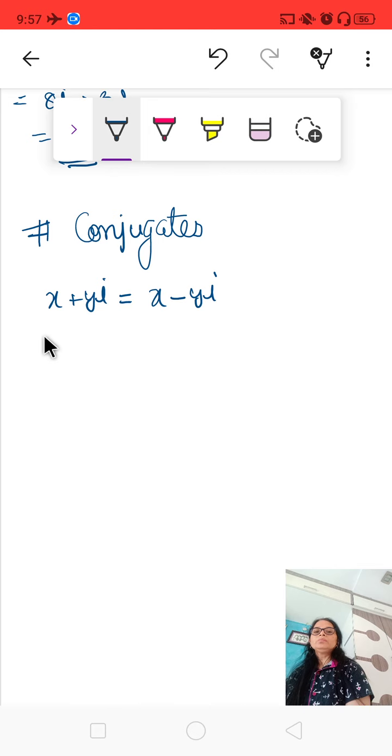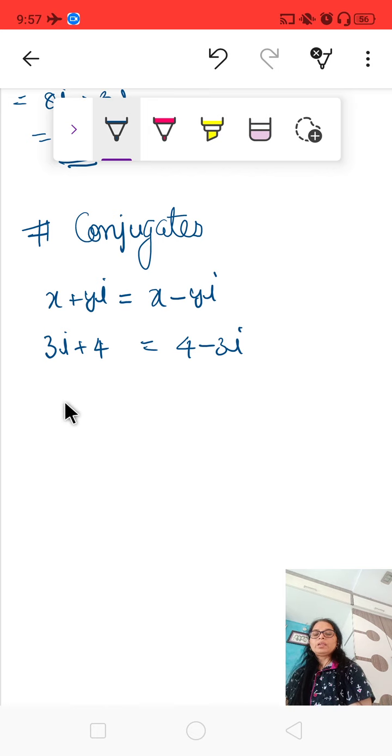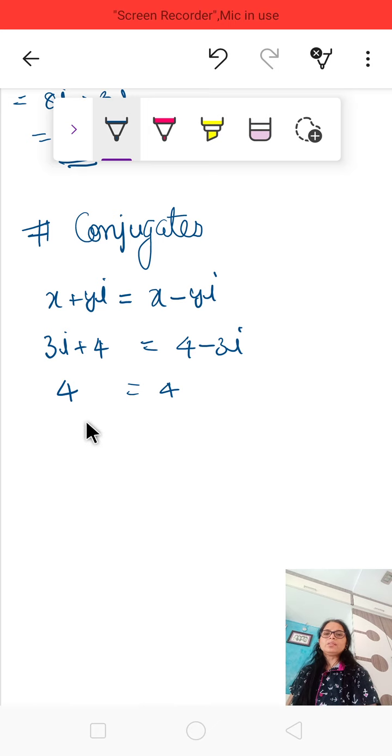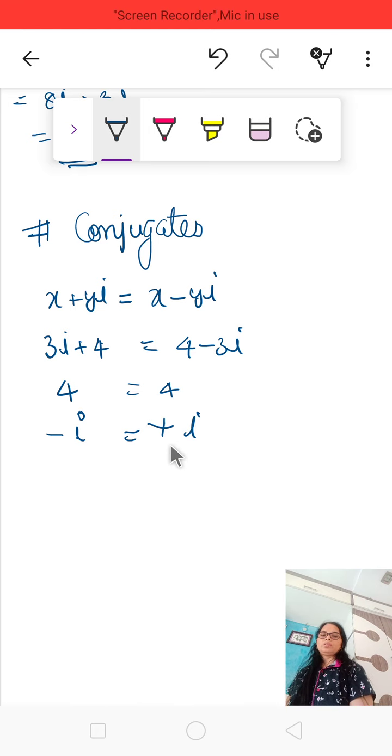If I am writing 3i plus 4, what is the conjugate of this one? 4 minus 3i. Only you have to change the sign of your imaginary part. Again, suppose I am writing here only 4. So there is no imaginary part, so no need to write anything like this. So you will write it as it is. So this is the conjugate.